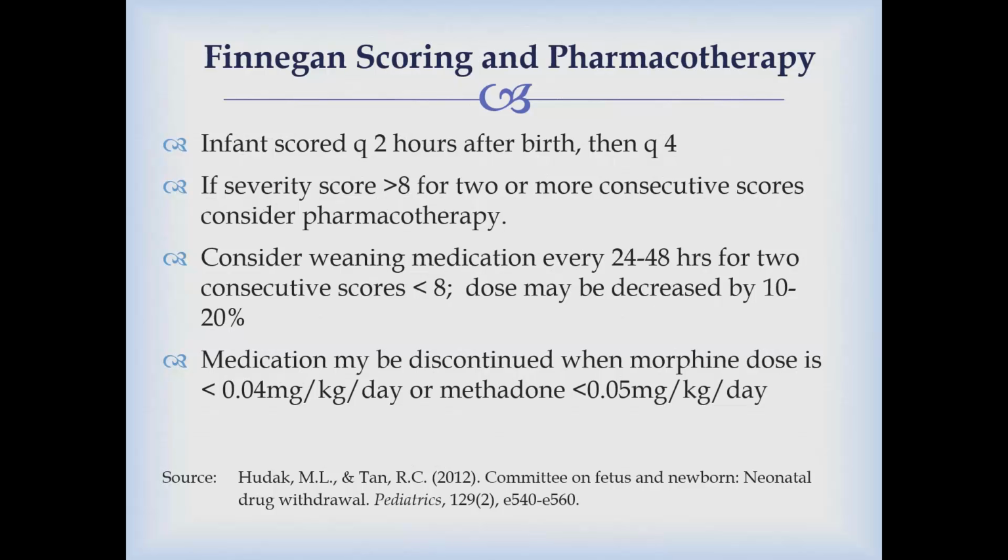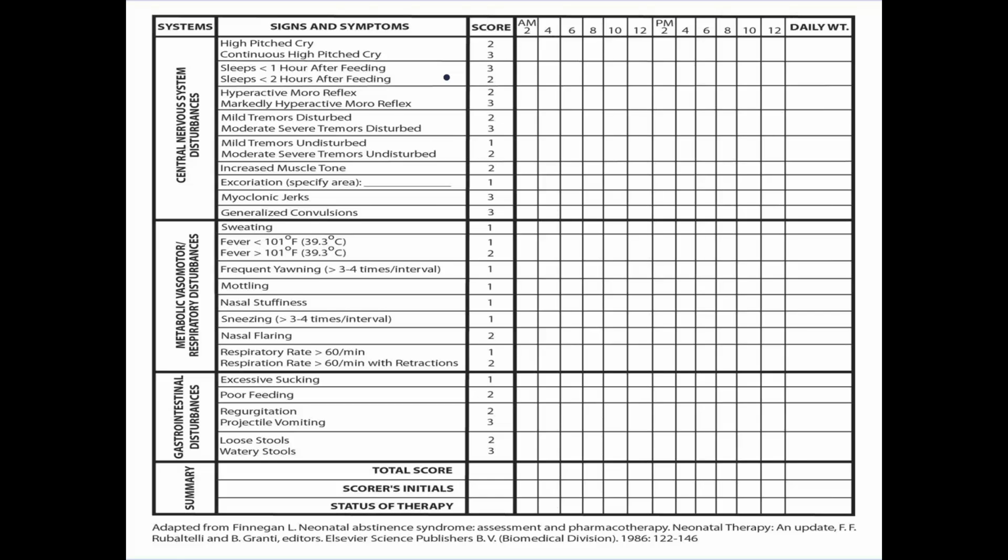This is a copy of the modified Finnegan scale. We train all of our nurses on the scales. They have to go through yearly competencies, and we try to encourage objective scoring. The infants should all be scored after they've had a feeding, and our nurses actually do a very good job with this.